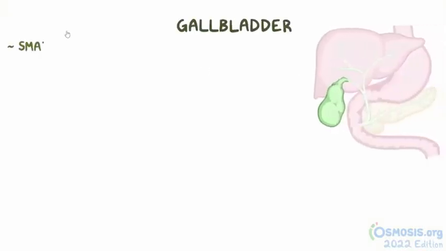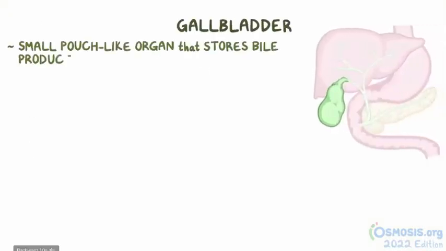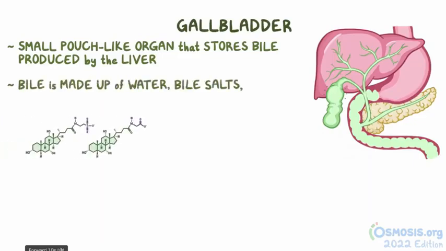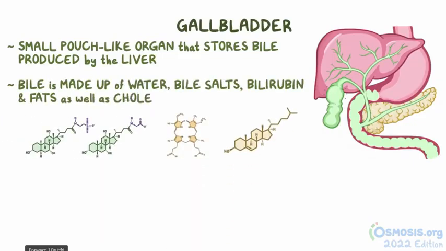The gallbladder is a small, pouch-like organ that stores the bile produced by the liver. After a fatty meal, the gallbladder contracts and releases bile to help break down fats in the diet. Bile is mostly made of water, bile salts, bilirubin, and fats, as well as cholesterol.